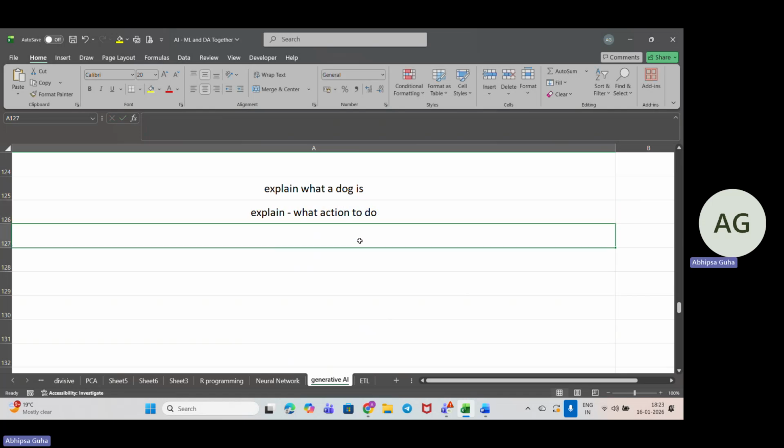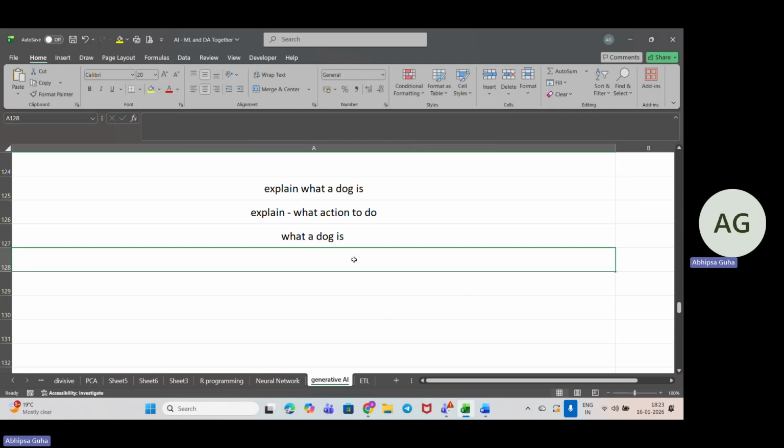Okay. Coming down, we have the second part: "what a dog is." That means it is giving AI the topic. Now the result is that AI gives a basic definition. So what is missing up here? Who is the learner? How simple or how complicated do you want it? Is there any proper example? This is how I want it. So this is missing up here.